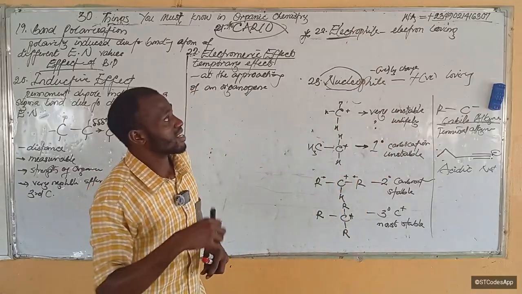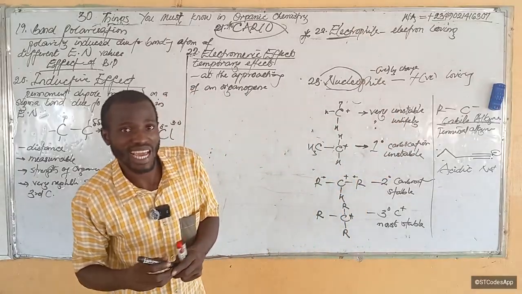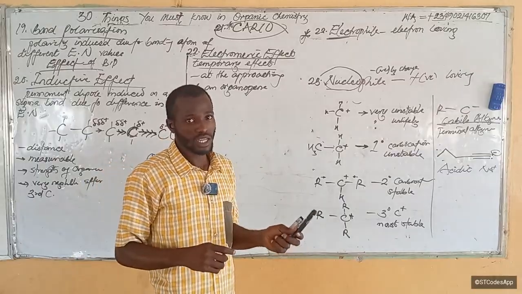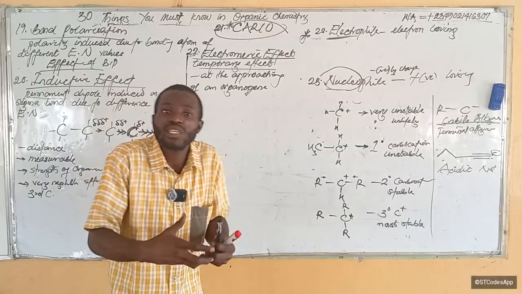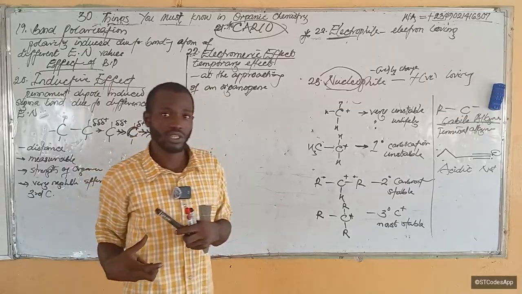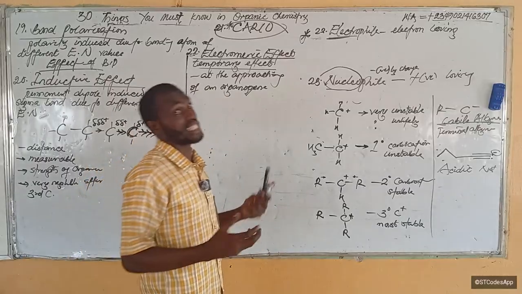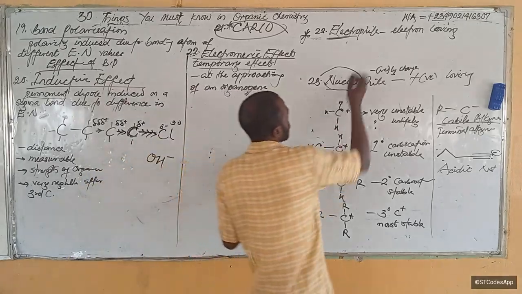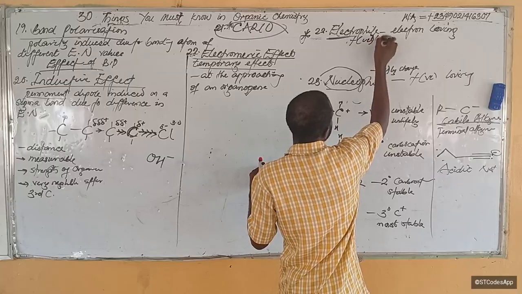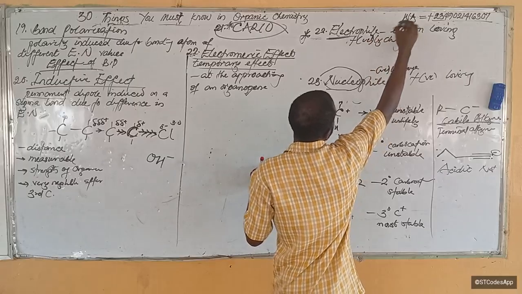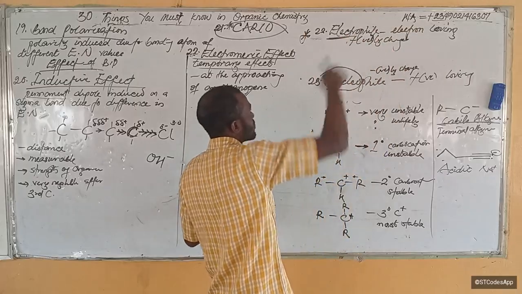But electrophile will be what? Positively charged. Why? Because they are electron loving. Do you understand? It means that they are seeking to coordinate with an electron, with something that is negative. So this one is positively charged. Do you understand now? They are positively charged because they are electron loving.